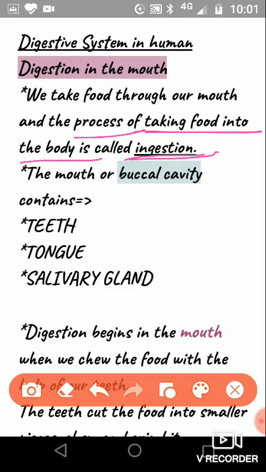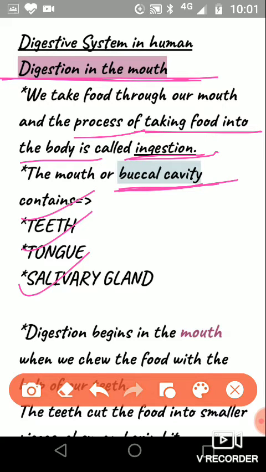Now we have to know how digestion takes place in the mouth, the very first part of the alimentary canal. The mouth is also known as the buccal cavity. The buccal cavity contains teeth, tongue and salivary glands. These are the parts of the buccal cavity which help in digestion. So we have to know the role of teeth, the role of tongue, and the role of salivary glands in digestion.